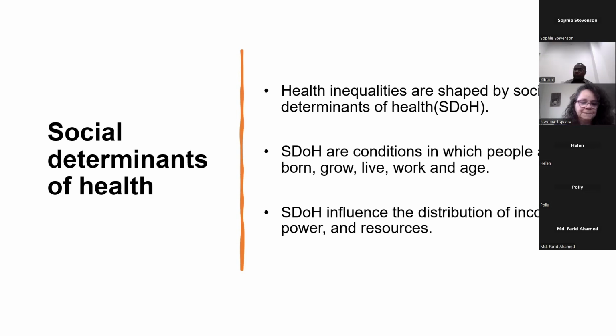And also age. When a person is very young, they are very susceptible to poor health conditions. And then when they are very old, too. So all these factors play a part in shaping whether someone will have good or worse health conditions. And these factors influence the distribution of income, power, and resources.